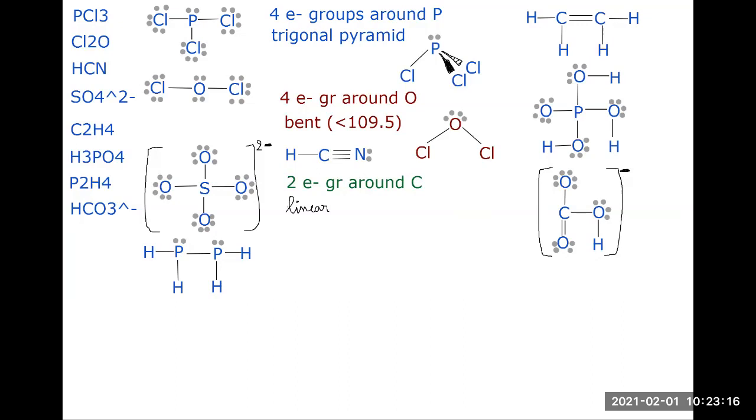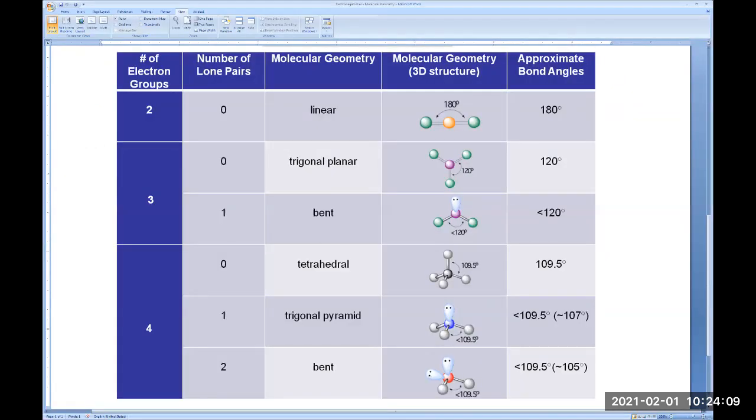So let's do SO4, the sulfate ion now. So I have to write now. So S is the central atom. It's surrounded by 4 single bonds. So for S, we will have 4 electron groups around S. So let's look at the table to decide what geometry we have. So we have 4 electron groups, 4 single bonds, which means 0 lone pair.